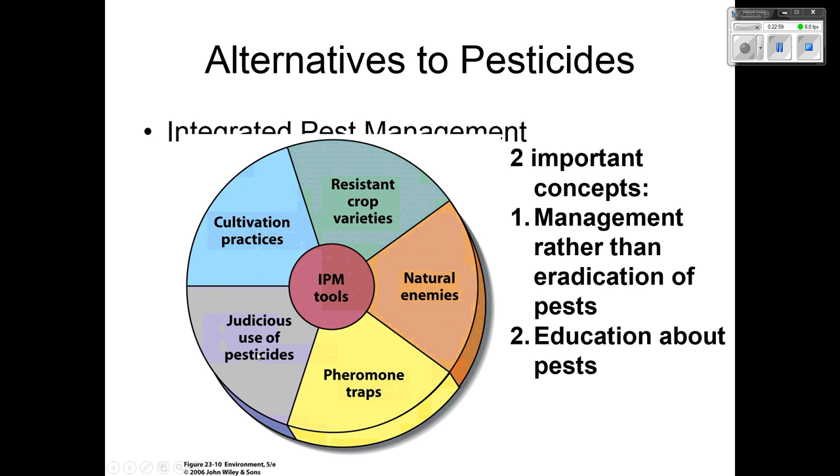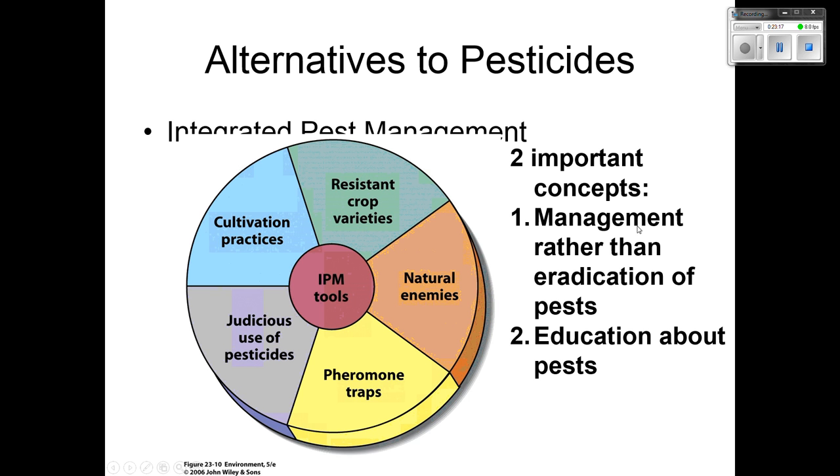If you wanted to practice this, because I know everybody in this class wants to be a farmer, you would have to accept a low level of economic loss, basically, because you're not going to be able to kill all of the pests. So you're going to have to manage them.